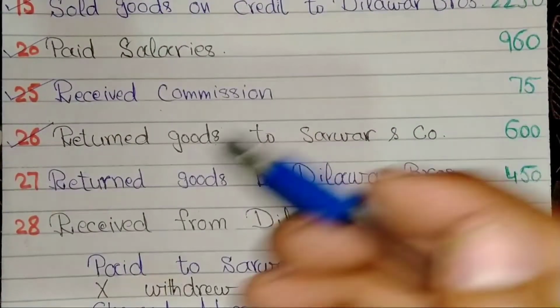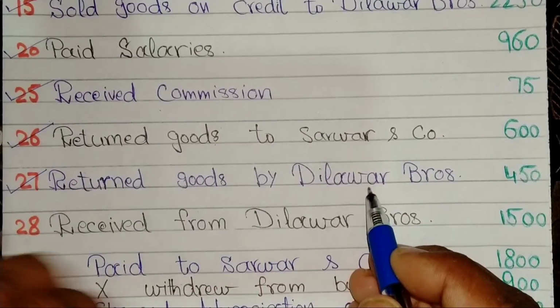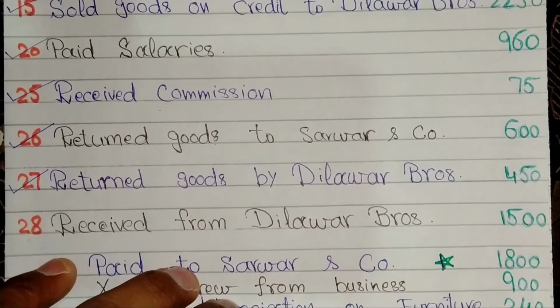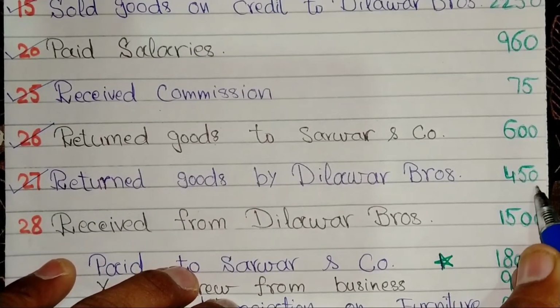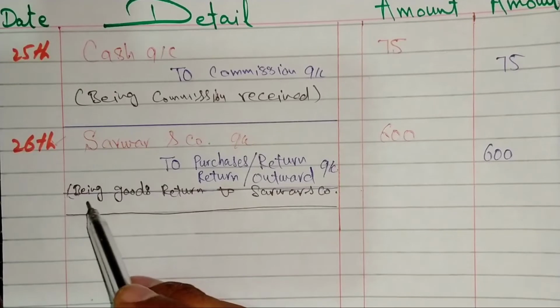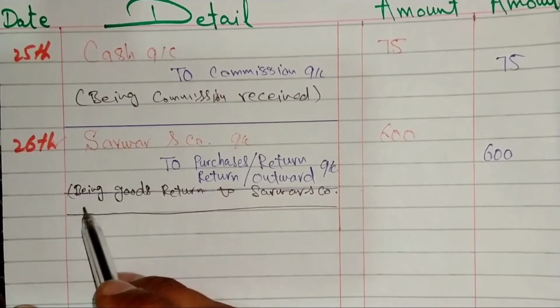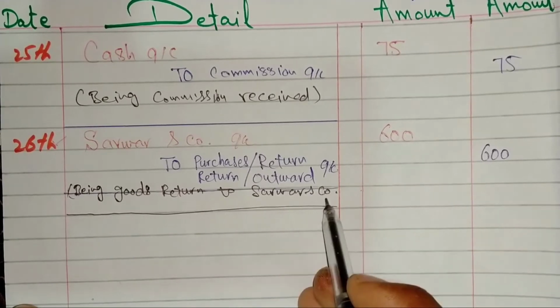The next entry is returned goods by Dilawar Brothers amounted $450. The description of this entry: purchases returned to Server, being goods returned to Server and Company.